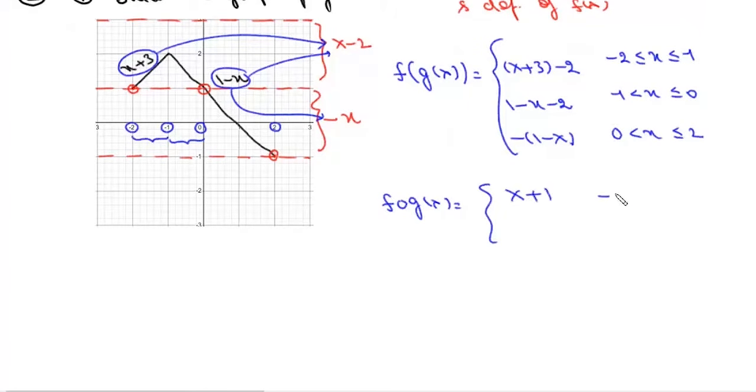x plus 1 when x lies between -2 and -1. It will be minus x minus 1 when x lies between -1 and 0, and it will be x minus 1 when x lies between 0 and 2. So this is our graphical method. Now we'll come to the algebraic method.